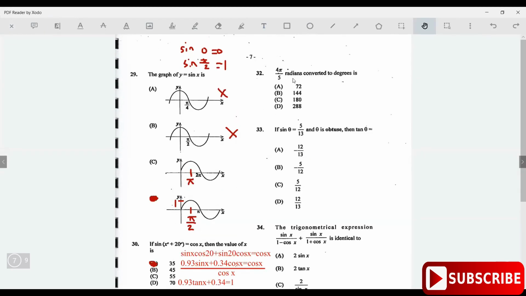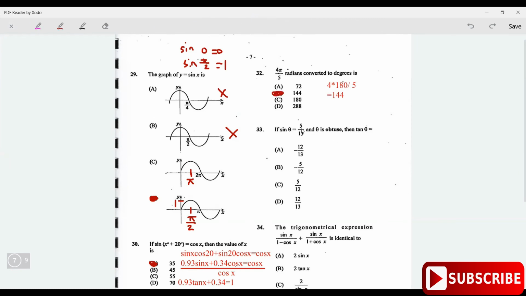What is 4 pi over 5 in degrees? So remember, pi is 180, so it's 4 times 180, and then you divide that by 5, which is 144, because that is just easy maths. Easy question.